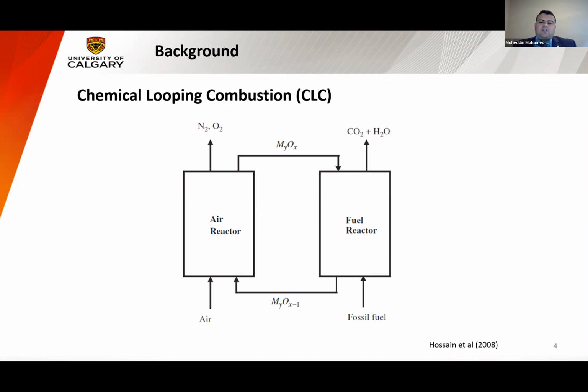For the air reactor, nitrogen as well as depleted air are the gases coming out of the air reactor. The energy produced from the air reactor can be used, as mentioned, for power generation due to the exothermicity of the reaction. For the fuel reactor reactions, depending on the fuel used and the metal oxide, the reaction can be exothermic or endothermic.